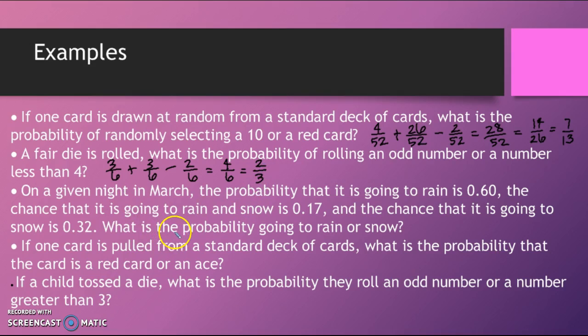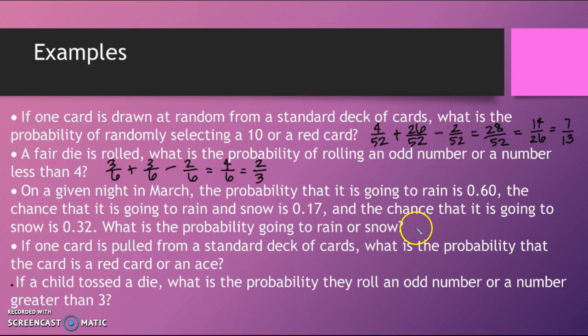The third one, on a given night in March, the probability that it's going to rain is 60% or 0.6. The chance that it's going to rain and snow is 0.17, and the chance that it's going to snow is 0.32. What is the probability it's going to rain or snow?